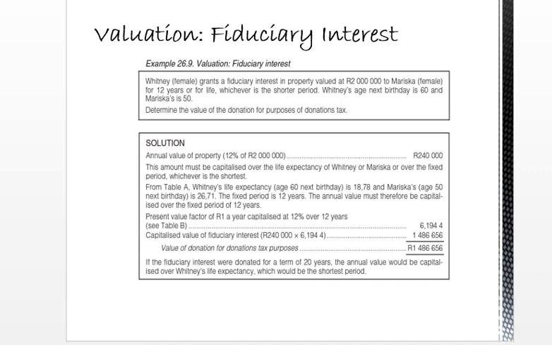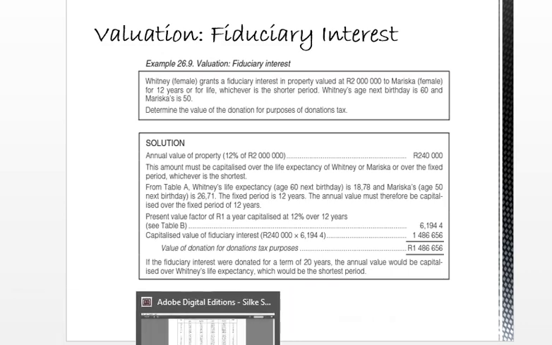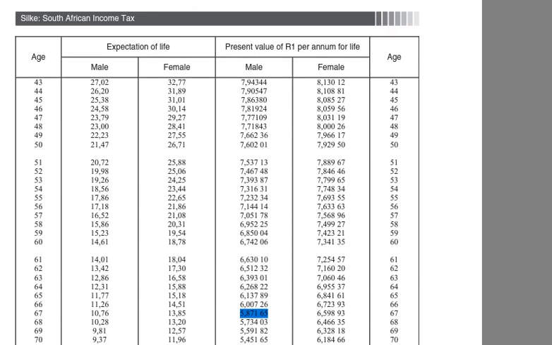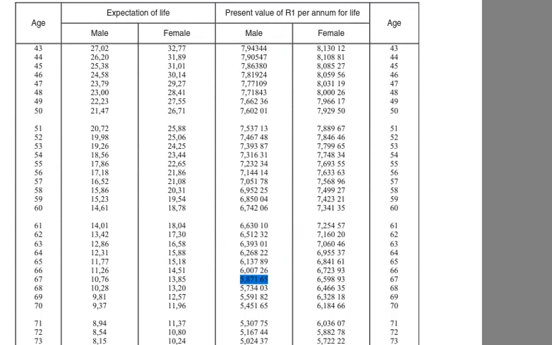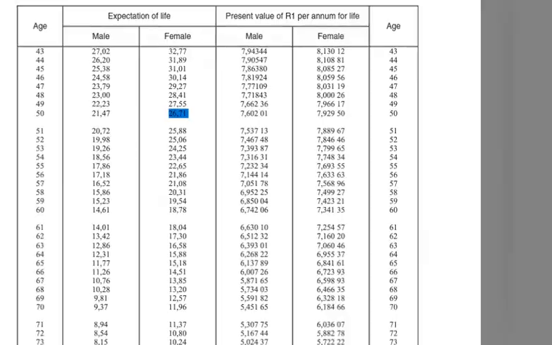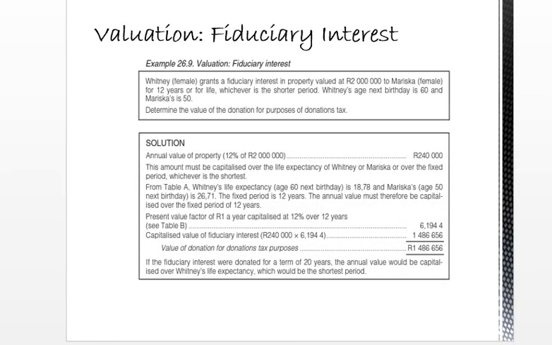Okay, so Whitney is 60 years old, so because she's female, her life expectancy is 18.78. Mariska is 50, so her life expectancy is 26.71. So in other words, the fixed period of 12 years is the shortest period. So we're going to look at table B. Then table B, 12 years.